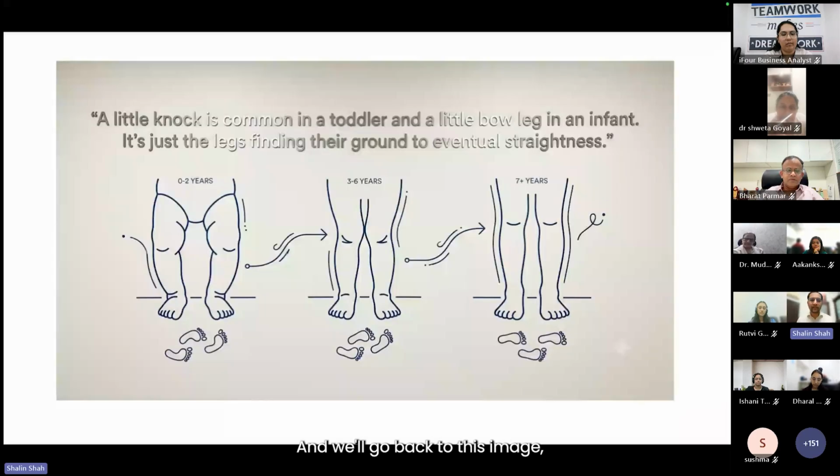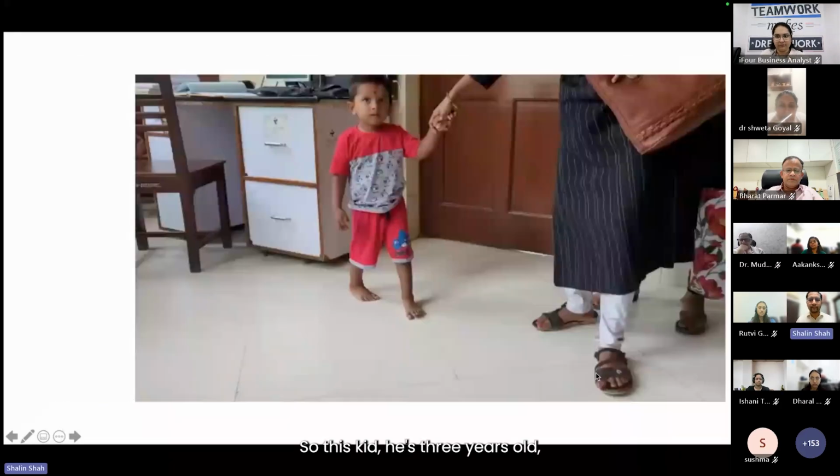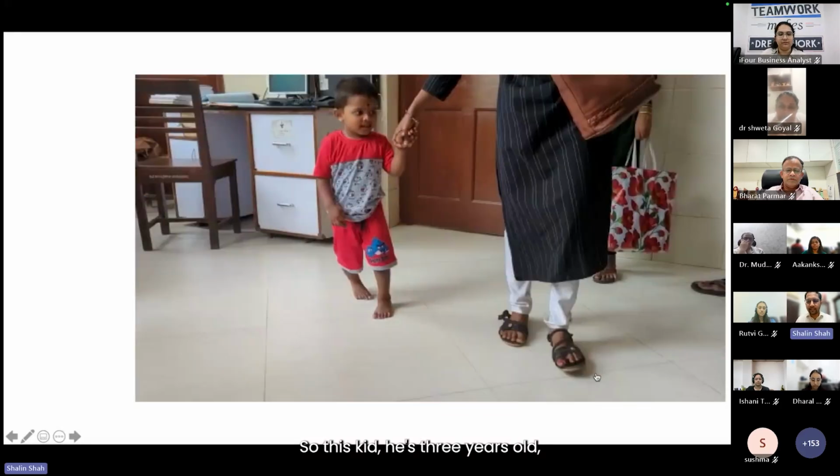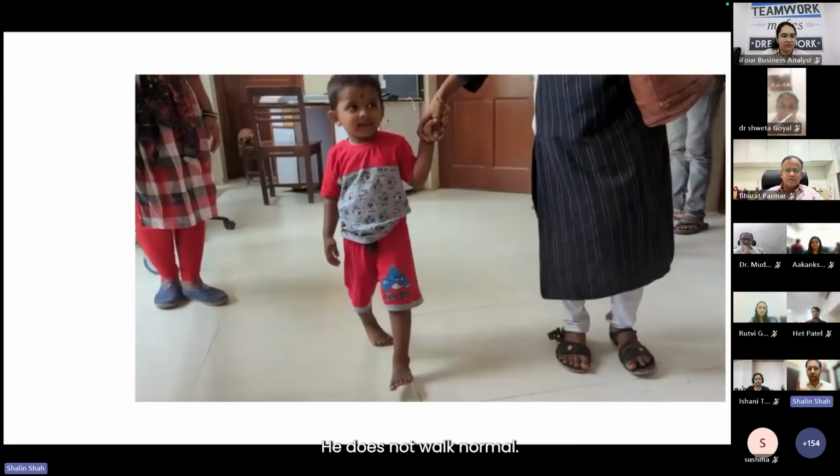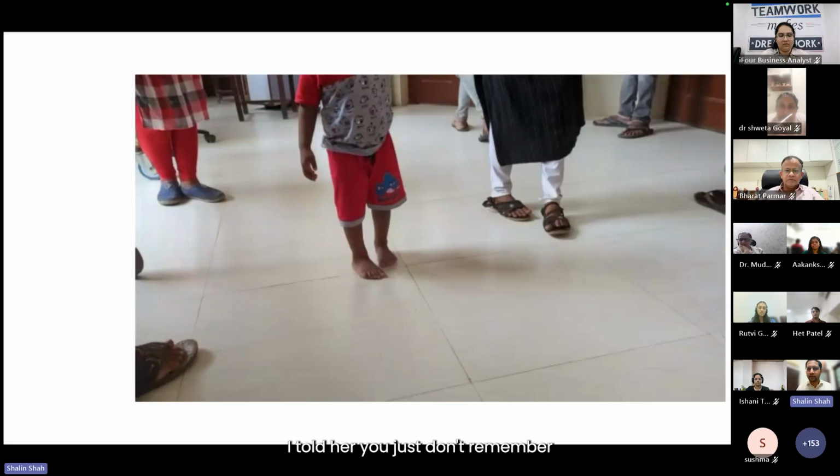And we'll go back to this image which I show, and you can see the first thing we are talking about is bowing of legs and the knocking of the knees and them becoming eventually straight. But what follows is also the direction of the toes, and that's something which we all need to learn and remember as well. So this kid, he's 3 years old, has started walking, and then mom says, the way he walks bothers me. He does not walk normal. My older kid does not walk this way. I told her, you just don't remember, because the older kid, when he was 3 years of age, walked the same way. And this is what we call in-toeing. In-toeing is very, very common.